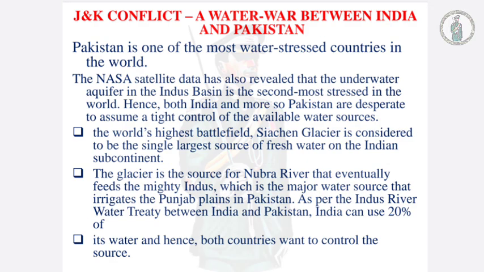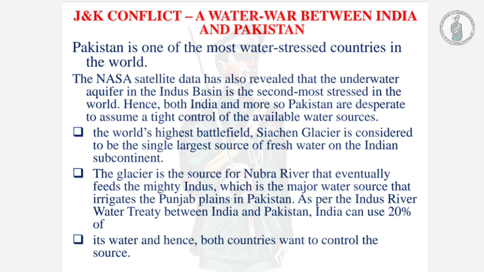And the biggest issue between India and Pakistan is the Jammu and Kashmir conflict, which is also creating a water war between both India and Pakistan. Now, Pakistan is one of the most water stressed countries in the world, and according to data from NASA satellites, it was revealed that the Indus Basin is the second most stressed in the world. Because of this, both countries are desperate to assume tight control over the available water resources.